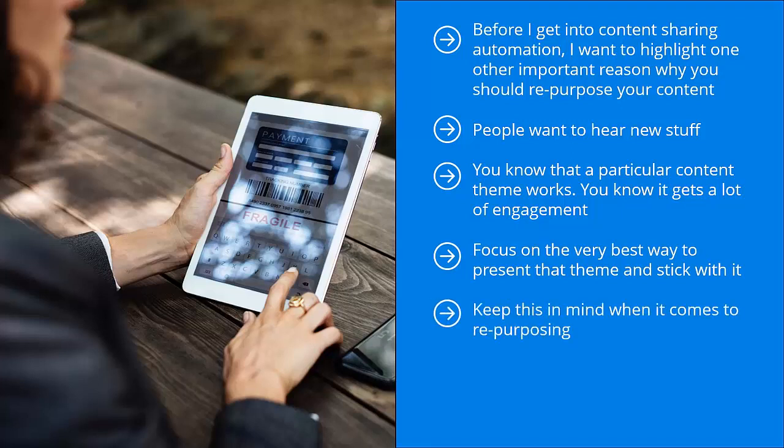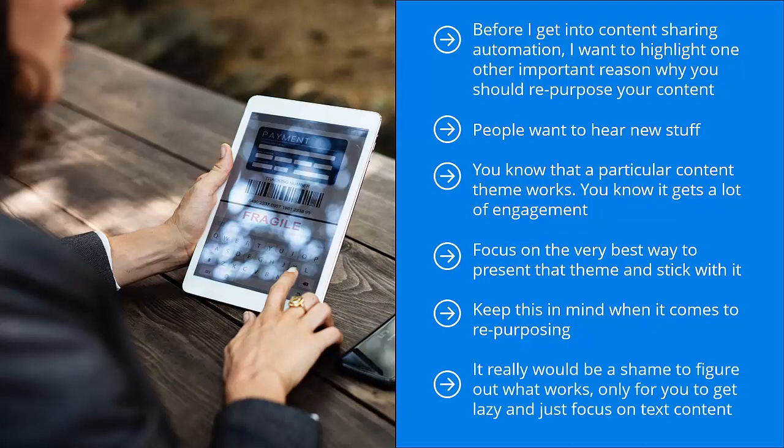Keep this in mind when it comes to repurposing. Don't think that Video 11 is completely optional. It isn't. You want your social media feeds to consist of highly successful content as much as possible. It really would be a shame to figure out what works, only for you to get lazy and just focus on text content. I'm sorry to say it, but text content can only take you so far.